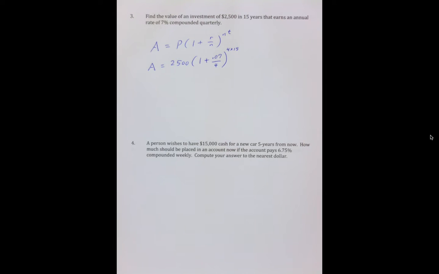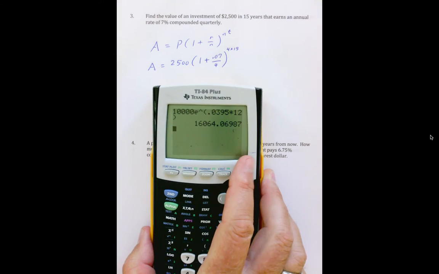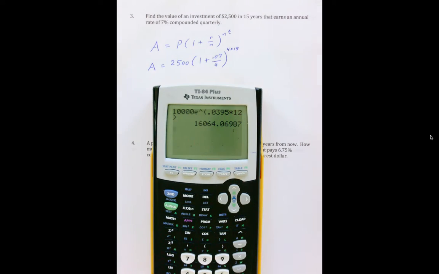Now, a lot of students have problems putting all of that into their calculator in one step. If that's you, I'm going to show you 2 different ways. I don't have a problem doing that. I can just go 2,500 times 1 plus, I know that has to be in parentheses, the 0.07 divided by 4. You're going to find a constant theme in this class. Any time you have a fraction, you need to put the fraction in parentheses.